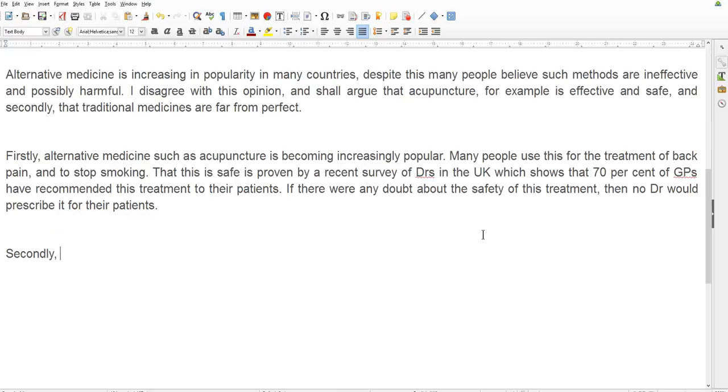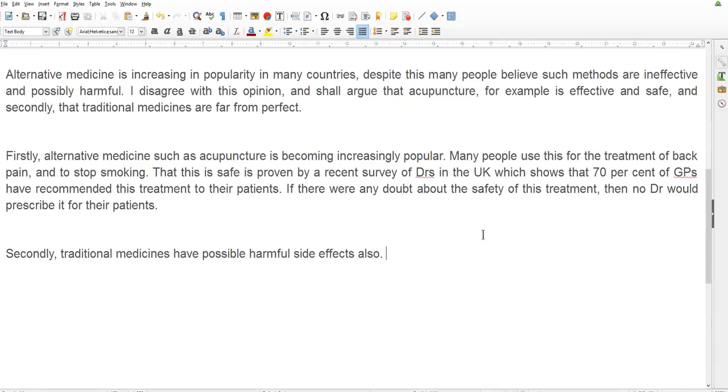Secondly, traditional medicines have possible harmful side effects too. So that's the main idea. Now, what do I mean by this? Shall I talk about antibiotics?